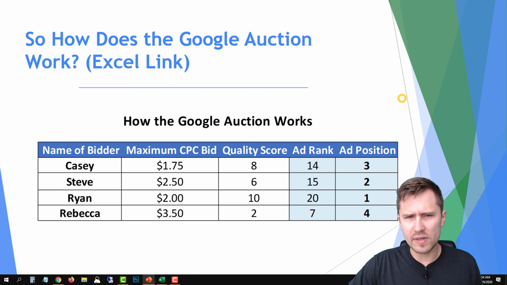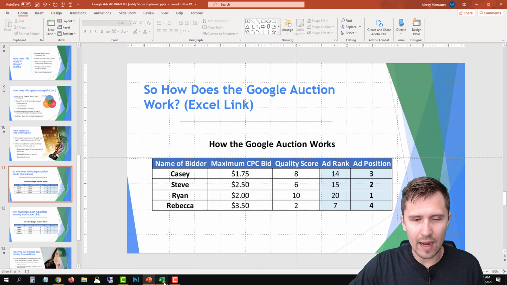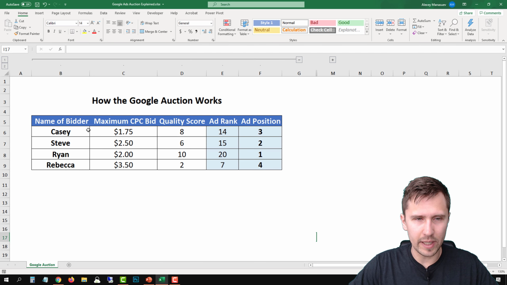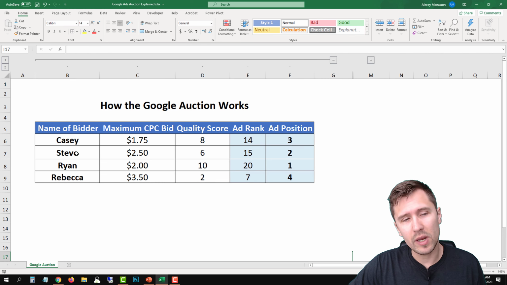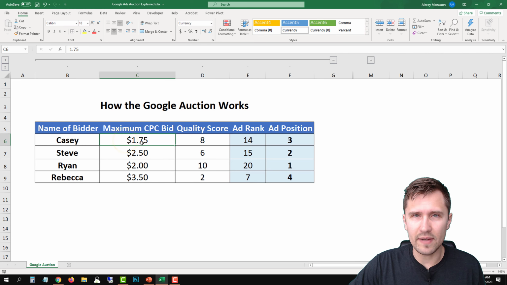So let's go through some examples. I created an Excel sheet to see what this looks like live, okay? So here's the Excel sheet. So as you can see, here are some numbers. Let me zoom in a little bit. So we have here 4 players, who are running Google Ads for ClickBank products. We have Casey, we have Steve, Ryan, and Rebecca. So Casey's paying $1.75.